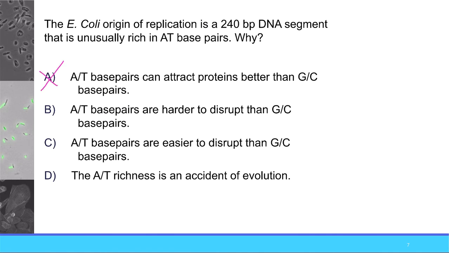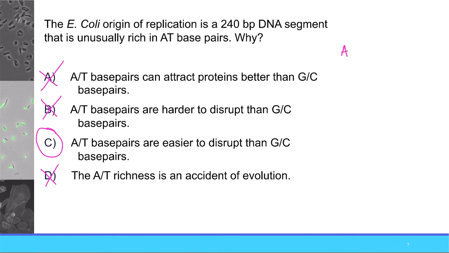So then we've got AT base pairs are harder to disrupt for B, and for C we have AT base pairs are easier to disrupt. Maybe, let's come back to those in a second. Let's go ahead and look at D. It's an accident of evolution. We can cross that off. And there is a reason why it is AT rich, and it has to do with disruption. So now let's see if we can figure out why it is easier to disrupt. Because if it was harder to disrupt than GC, well, if the origin of replication is where we open the DNA, that doesn't really make sense. So we can cross off B, and the answer is C, but let's think about why.